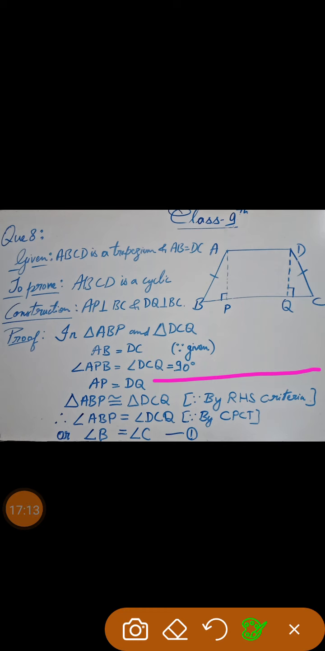So we can say that triangle ABP is congruent to triangle DCQ by RHS criteria of congruency. So now we can also say that angle ABP is equal to angle DCQ by CPCT. These both are equal. This angle ABP we can also call angle B only, and DCQ can also be called angle C only. So we can say angle B is equal to angle C, and this we are taking as equation number 1.